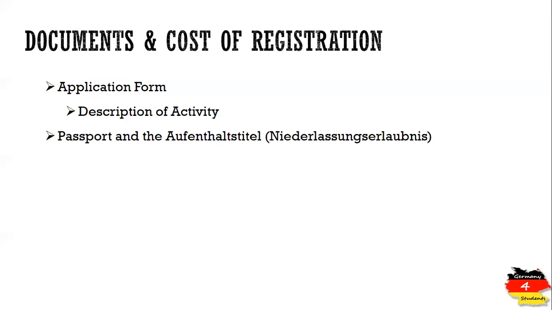The second document is your passport and Aufenthaltstitel or Niederlassungserlaubnis, which shows that you are allowed to work, which means Erwerbstätigkeit gestattet is written on your Aufenthaltstitel. And you can also be asked about the Anmeldebestätigung. The cost of registration varies from 25 to 40 euros approximately, depending on the city.